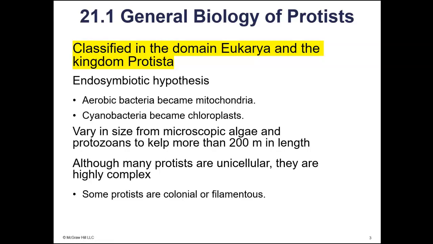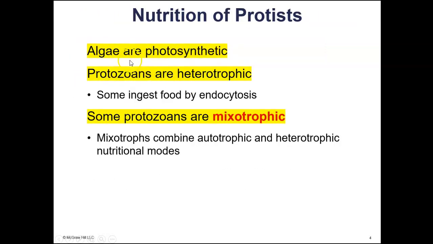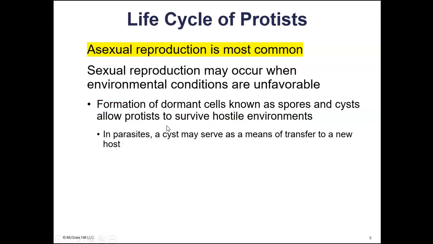Remember that the Protista are classified in the domain eukarya. That means that their cells have a nucleus. The Kingdom Protista consists of algae, which are photosynthetic, and protozoans, which are heterotrophic. Remember, heterotrophic means they ingest their food. They don't make their own food. And some protozoans are mixotrophic. We already talked about one called the Euglena, which we will see in lab tomorrow.